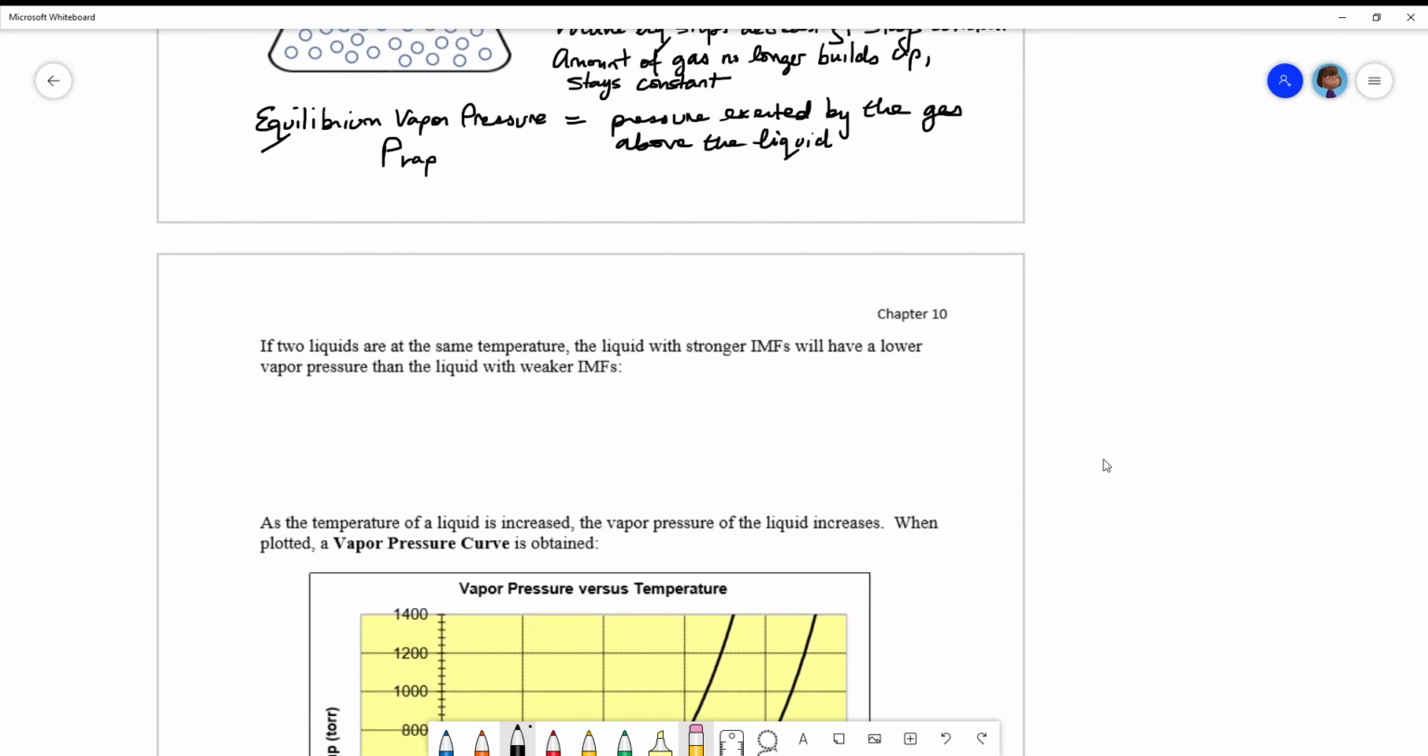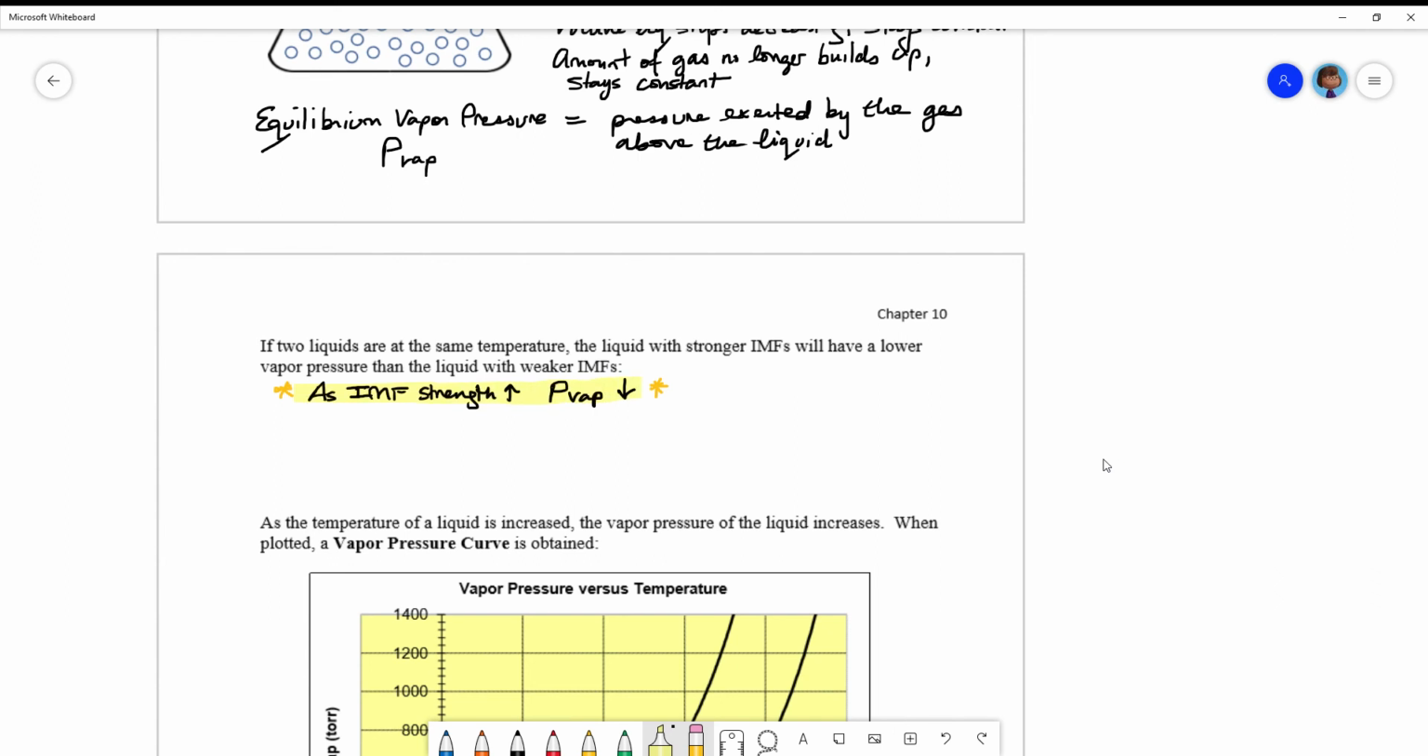Now, as it turns out, if two liquids are compared at the same temperature, it turns out that the liquid with stronger IMFs will always have a lower vapor pressure than the liquid with weaker IMFs. In other words, as IMF strength goes up, vapor pressure goes down. So let's star this and highlight this.